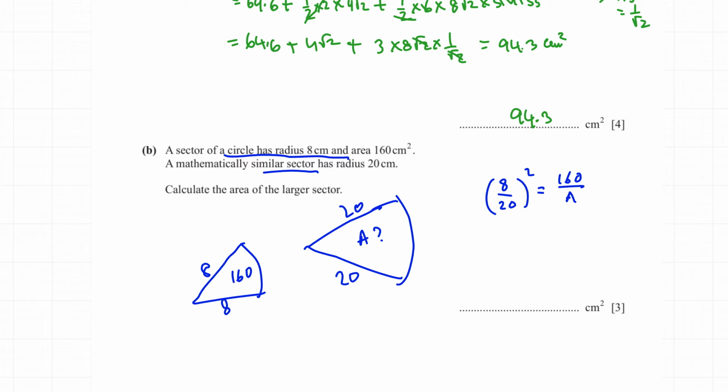So this I can simplify a bit. 4 times 2 is 8, 4 times 5 is 20. So I get A is 160 times 25 over 2 squared, that's 4. So that's 40. So that is 1000. So the area is 1000 centimeters squared. And that completes this question.